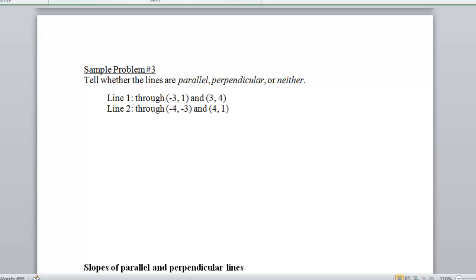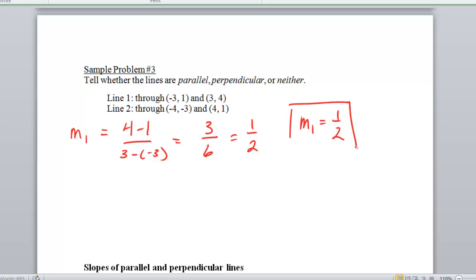Okay, so our first task here is to get the slope of the first line, and we'll use a little 1 after our slope to just signify that that's the slope of the first line, or line 1. So I'm going to start with 4 minus 1 over 3 minus -3, and again, remember the order doesn't matter as long as you stay consistent. And so we have a slope of 1/2. So the first slope is going to be 1/2.